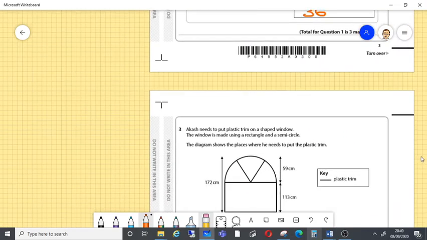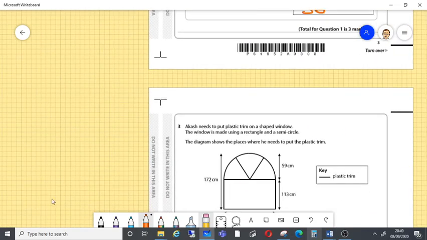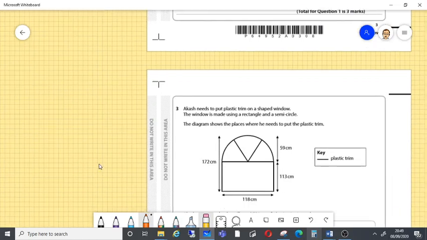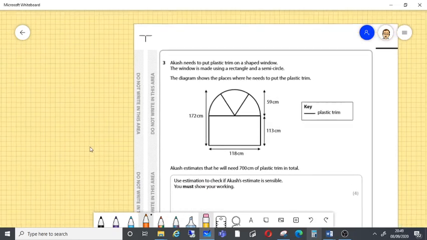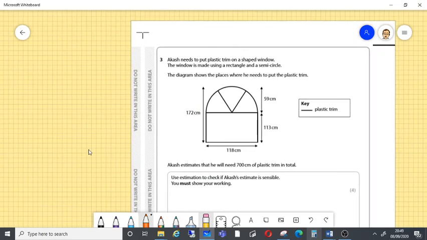Akash wants to put plastic trim on a shaped window. The window is made using a rectangle and a semicircle. The diagram shows the places where he needs to put the plastic trim. Akash estimates he'll need 700 centimetres in total of trim. Use estimation to check Akash's estimate is sensible, and you must show your workings out.